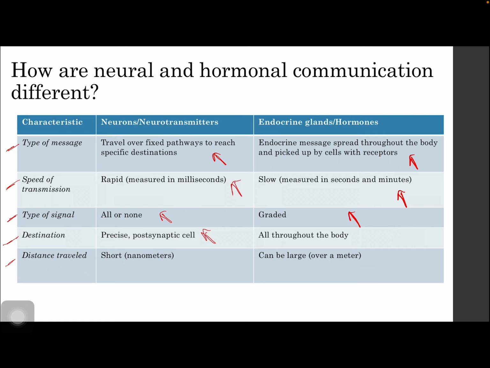Destination for neurotransmitters is very, very precise. It's the postsynaptic cell for those connections, whereas for hormones, it's all throughout the body. We're talking about getting picked up by specific receptors and usually going through the bloodstream. And for neurons, the distance between neuron to neuron is extremely short, talking nanometers, whereas hormones are traveling over a much larger distance, in some cases as far as over a meter, from point of release to point of reception.